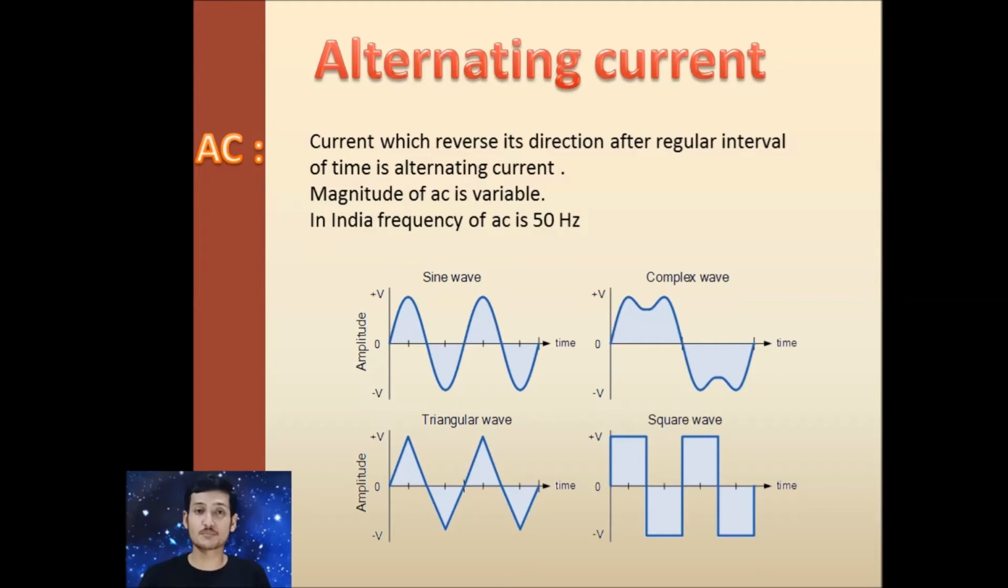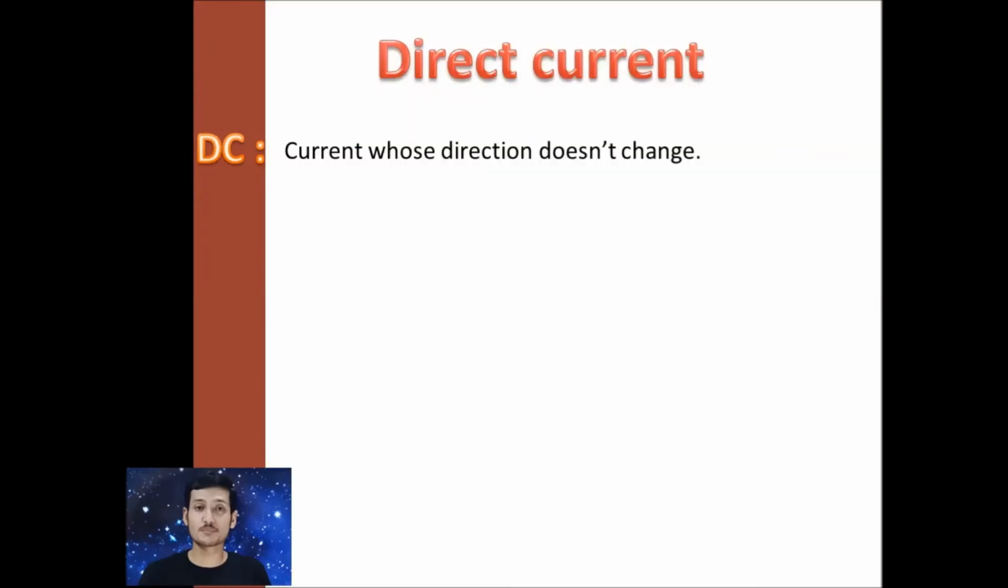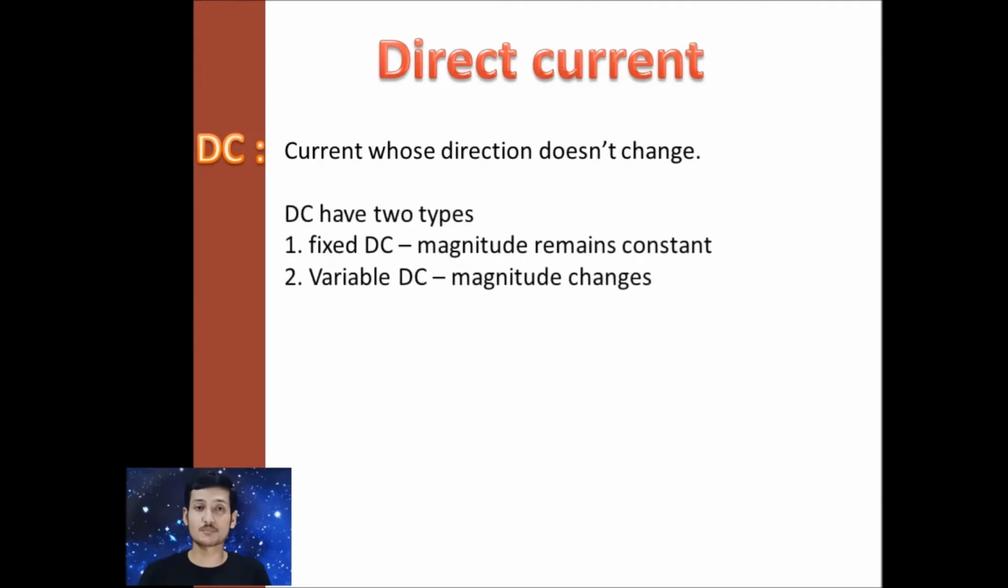The second form of current is direct current. The current whose direction does not change is called direct current. Here, the magnitude may change or may not change, but the direction will always be the same. So DC has two types. If its magnitude remains constant, then it is a fixed DC. If its magnitude is variable, then it is called variable DC. And the basic concept is that the direction must not change.